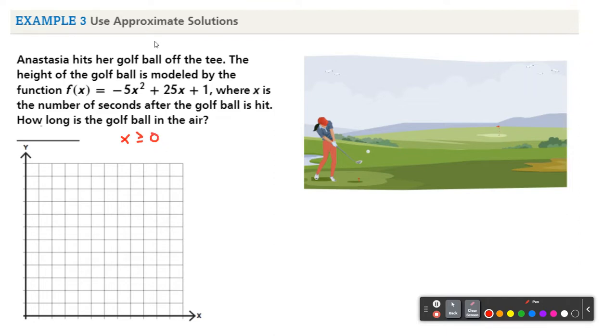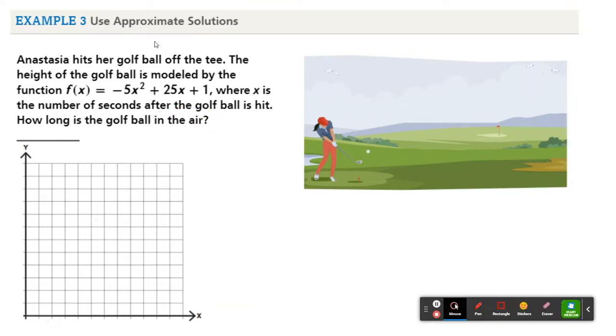Now, if we want to see how long the ball is in the air, when the ball stops being in the air, it hits the ground, right? So when the height equals 0, we're done. That's basically what we're saying. When does the height become 0? When does it hit the ground? Think of this x-axis as the ground. All right, let's go to Desmos.